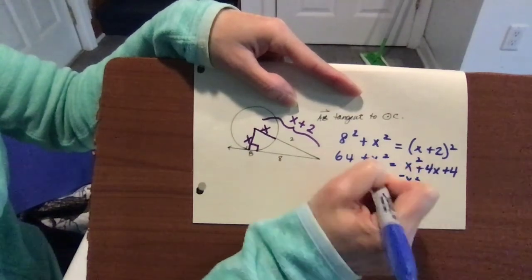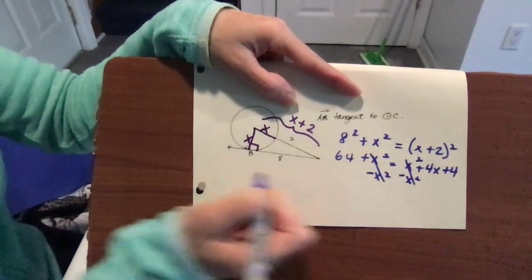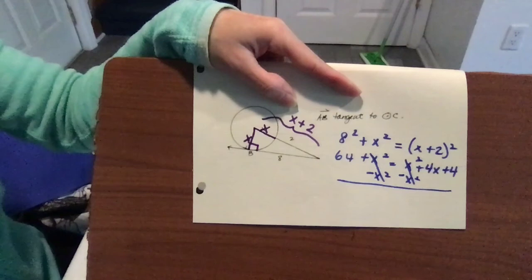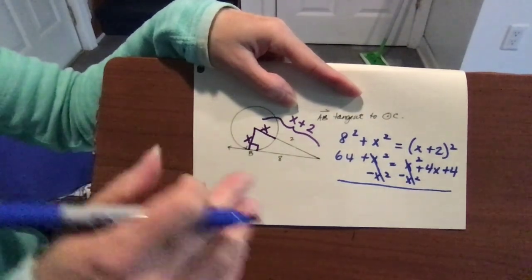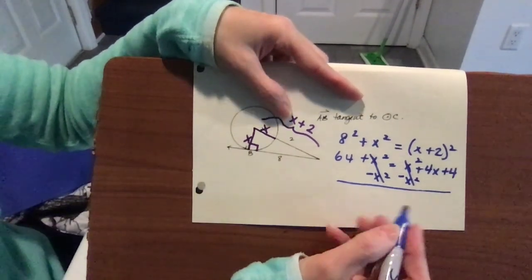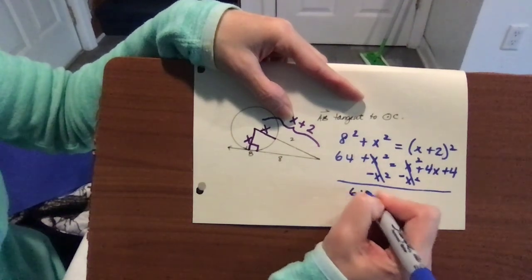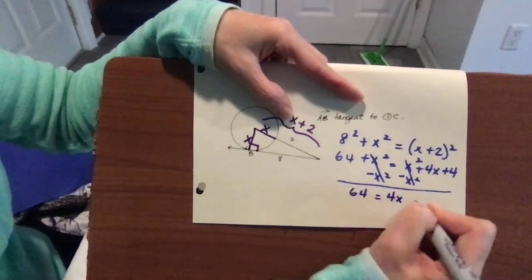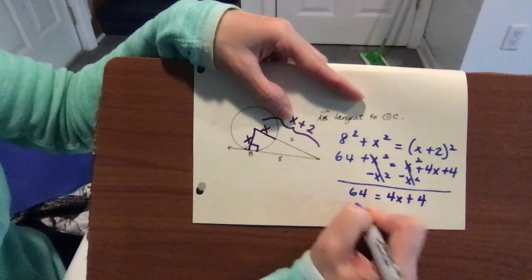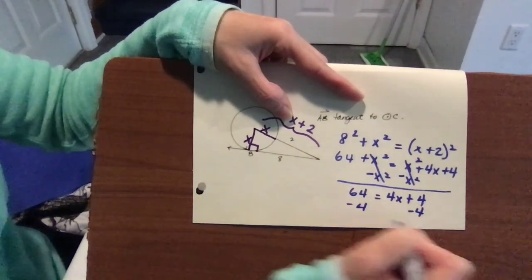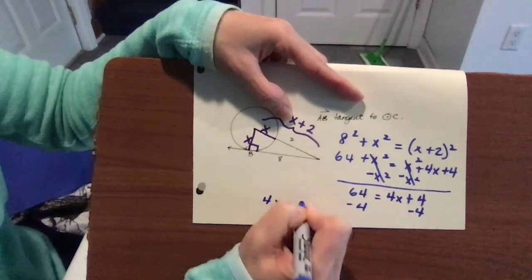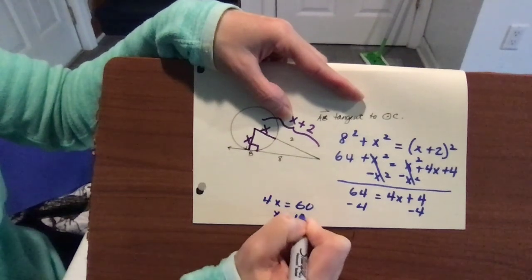Subtract the x squares, and they will drop out for you. If they don't, then you have a quadratic equation, and you'll have to factor it accordingly and find your x values. But most of the time, these work out this way. But if that were to occur, just keep that in mind. So subtract 4, and we get 4x equals 60, and x equals 15.